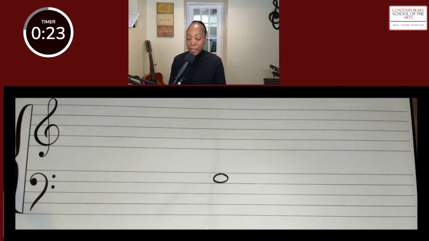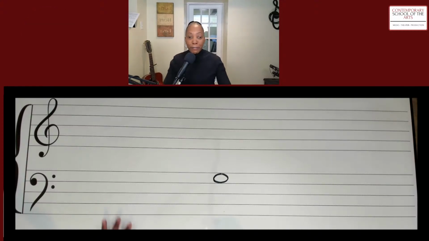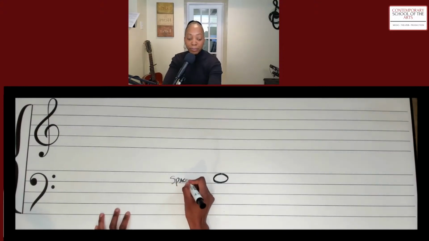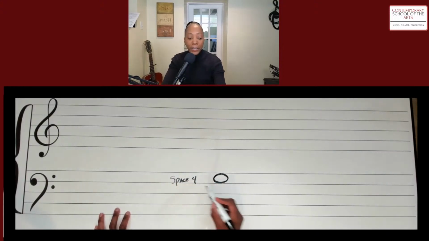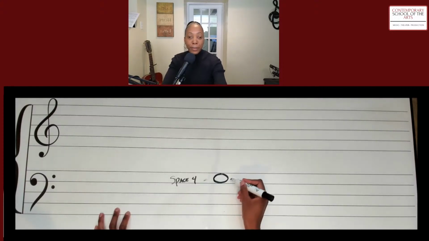Good job, 2 for 1. Okay, somebody said space 4, Mobile Music. Great job. All right. Somebody else. All right, that's our time. Okay, all right. So if you said space 4, you are correct. Remember, we count from the bottom to the top.